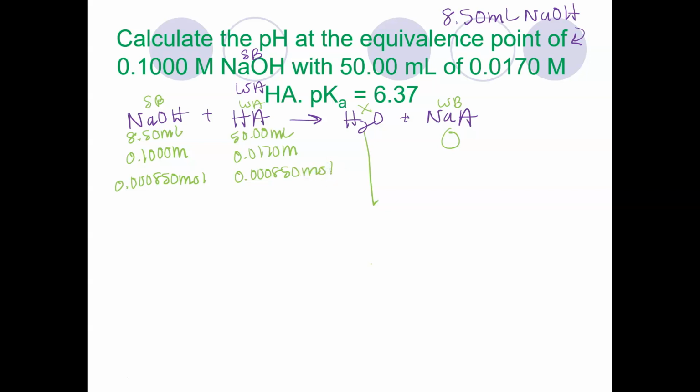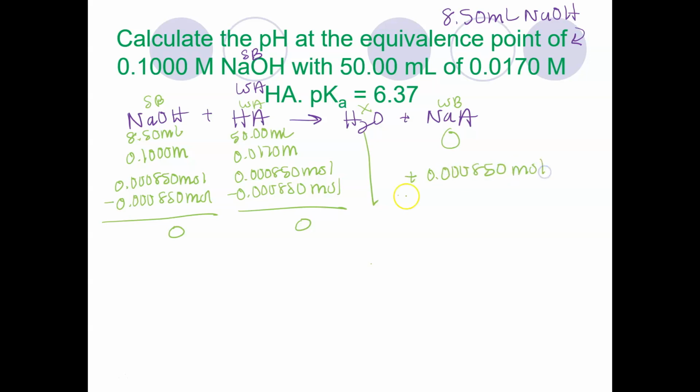Okay, so that was step number 2, convert to moles of each chemical. Step number 3, subtract the limiting reactant and add to the conjugate base product. So we're going to look at our moles and figure out our limiting reactant by which one is smallest. Well, which one's smaller, 0.000850 or 0.000850? Well, they're both the same, so they're both the limiting reactant. So I'm going to subtract 0.000850 from both. And then it also said to add to the other side because we're going to be making this sodium A stuff.